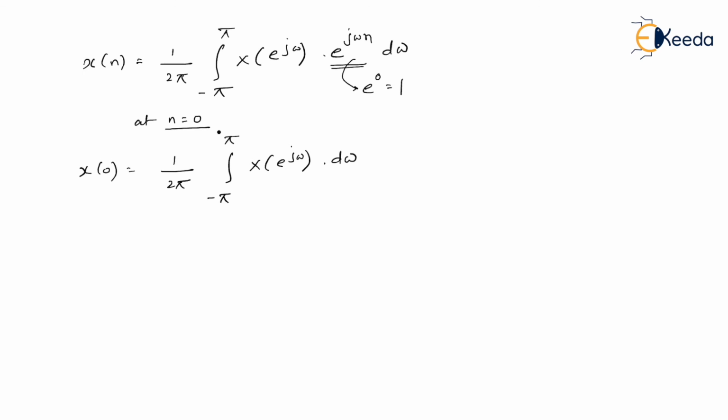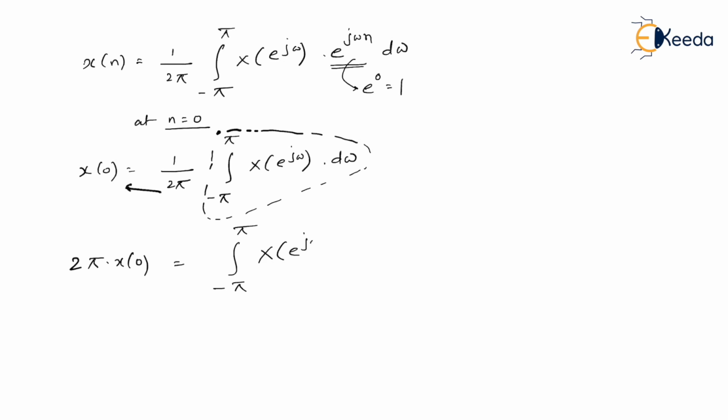If you see the question, they are asking you for this. It means now you can shift your 2 pi to the left hand side. So it becomes 2 pi times x of 0 equal to the integral over minus pi to pi of X of e to the power j omega d omega. So they are asking you for this integration value. And now we have found it out smartly. It is 2 pi multiplied by x of 0. What is x of 0? Come on, x of 0 means your x of n at n equal to 0.